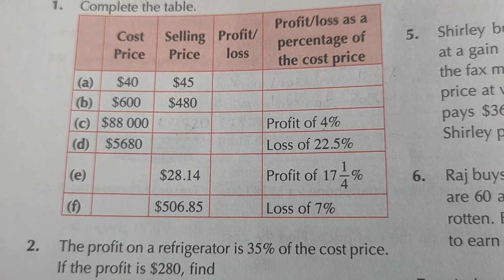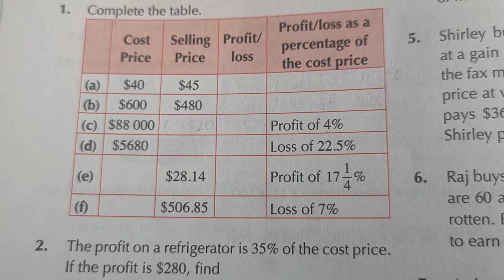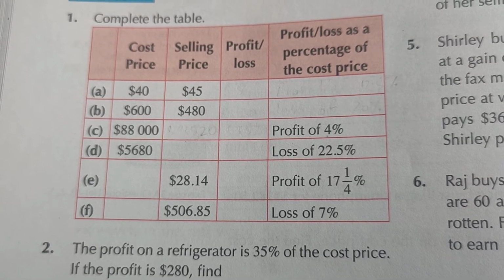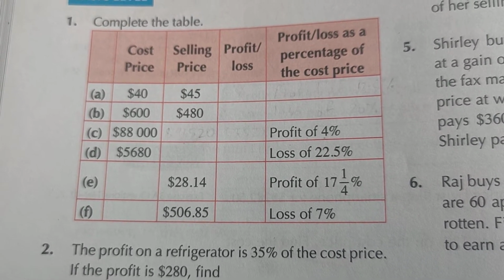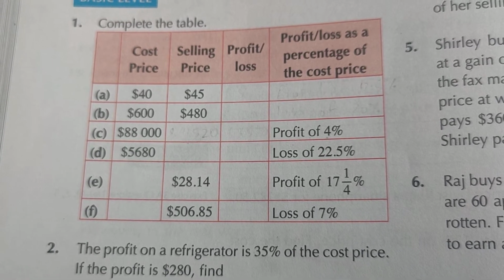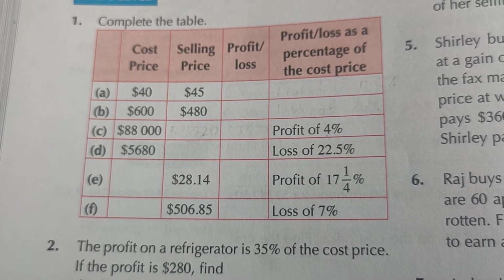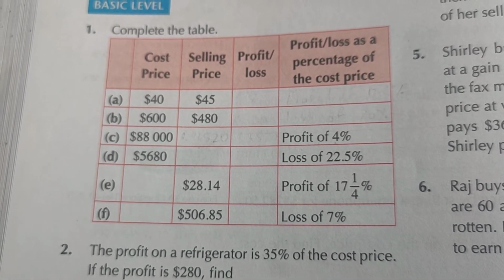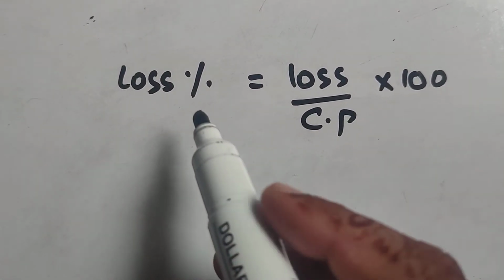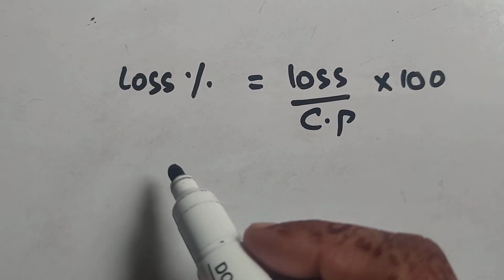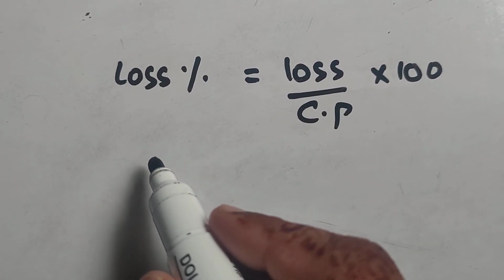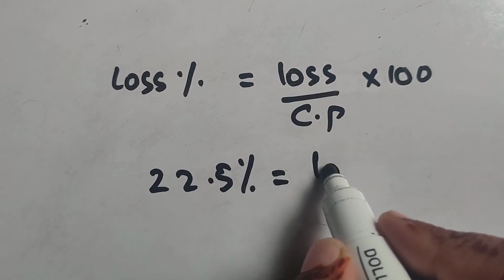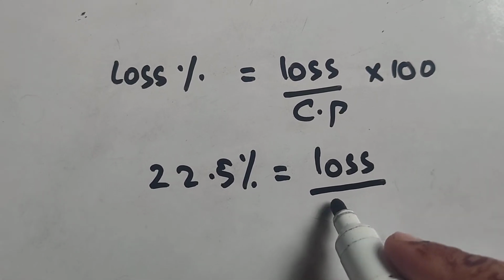This time cost price is 5680 and the loss is 22.5%, right? Again, we do not have selling price or loss, but we have been provided with loss percentage this time. Earlier we had profit percentage. This time we have loss percentage, which means that the manufacturer has incurred a loss of 22.5%. This time we'll use the formula of loss percentage. We're going to put all the values which we have been provided with. So loss percentage is 22.5%.